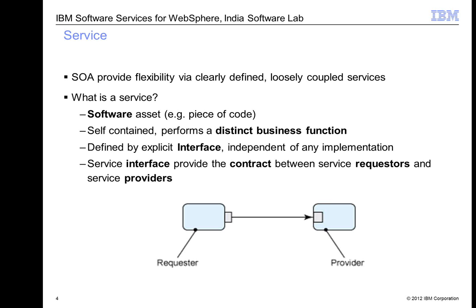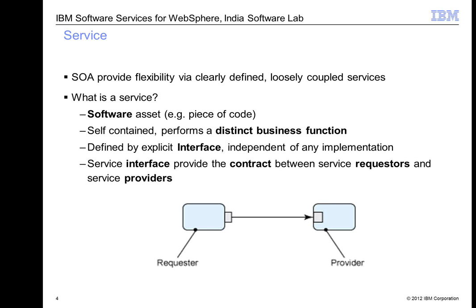Some examples of services: validate address, a small service which can help me validate the address that I have, or complete order. Complete order is a distinct business function, as you can imagine, and it performs something that it is expected to do within an application. Services are typically software assets, for example a piece of code or some application which is already built. Prepackaged, out-of-the-box applications can also expose services.